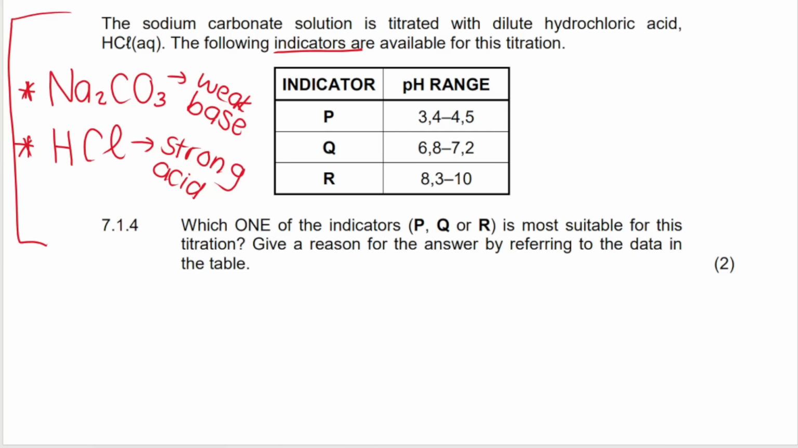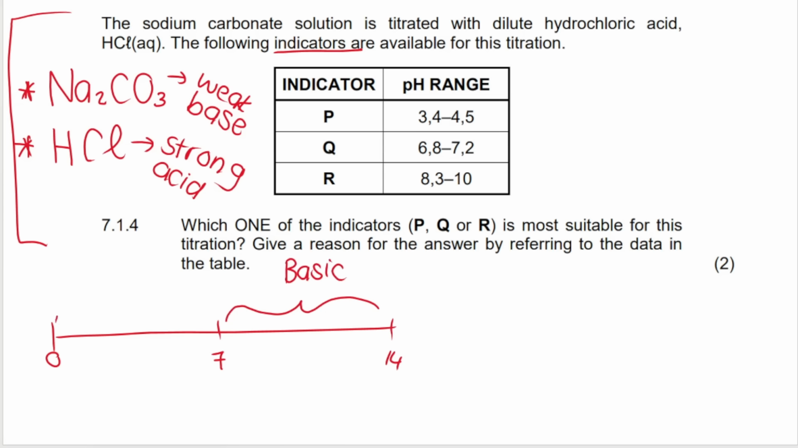So the acid is strong, which means that the equivalence point of the titration should be less than 7. Remember, if we take a look at the pH scale, we've got 0, 7, which is neutral, and 14. If you are above 7, below 14, then that's basic or alkaline. If you are between 0 and 7, so less than 7, that is acidic.